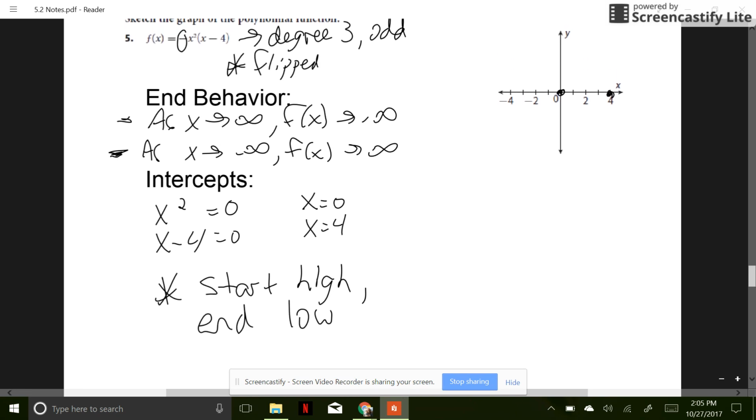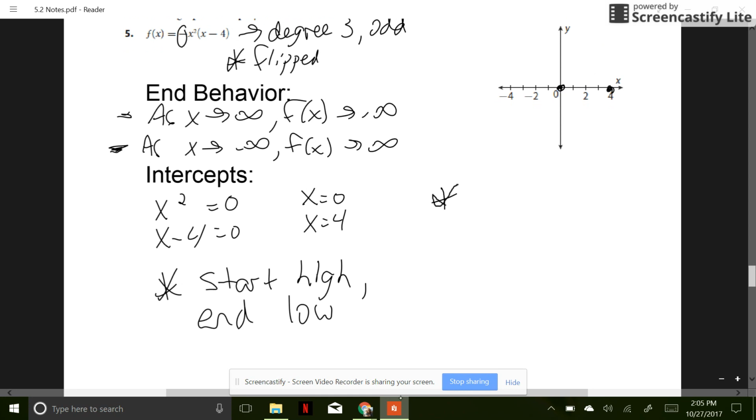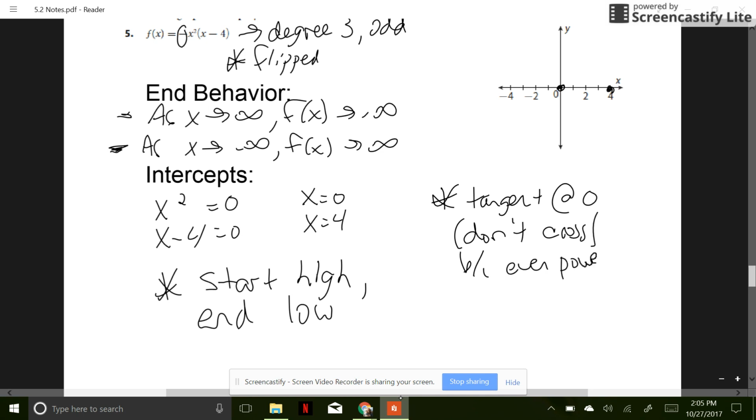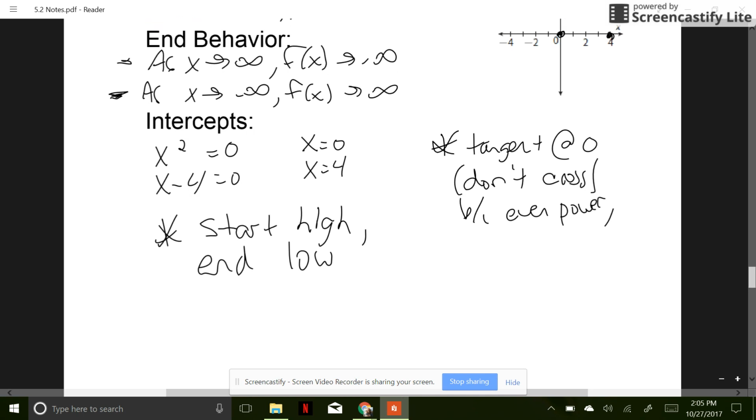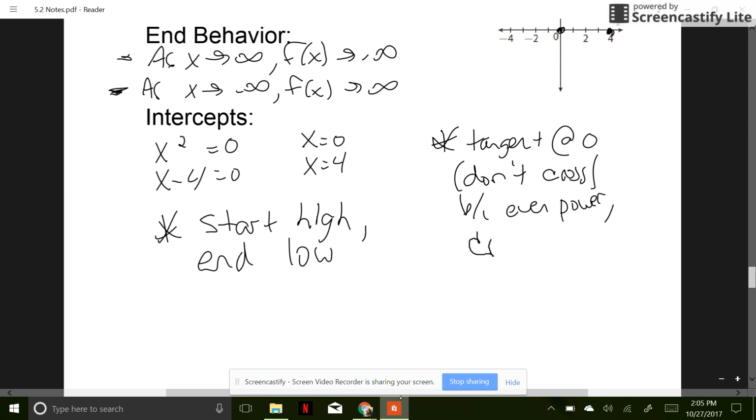Taking a look at our intercepts, again, it all depends on the power. So because we have one term where x squared equals 0, that means it's going to be tangent. If we've got an even power, it's going to be tangent. So we're tangent at 0, don't cross, because it's got an even power. But our other intercept, x minus 4, we will cross that because it has an odd power. It's got a power of 1.